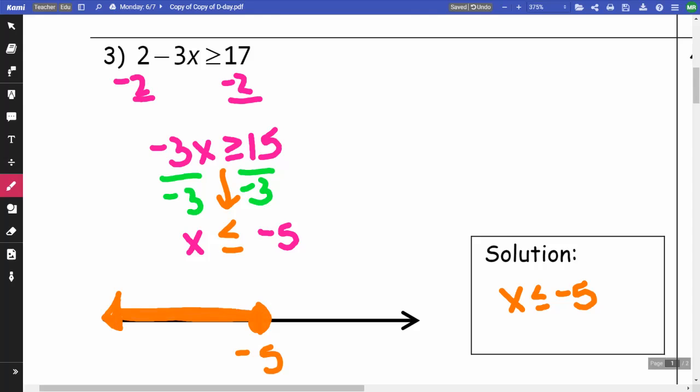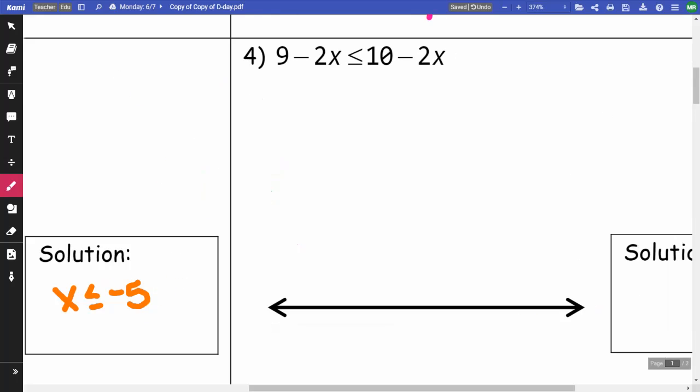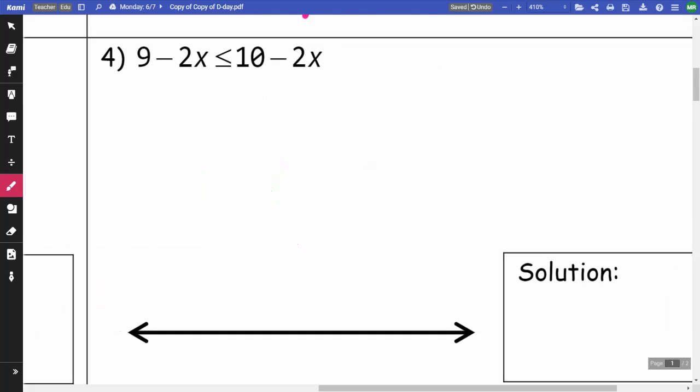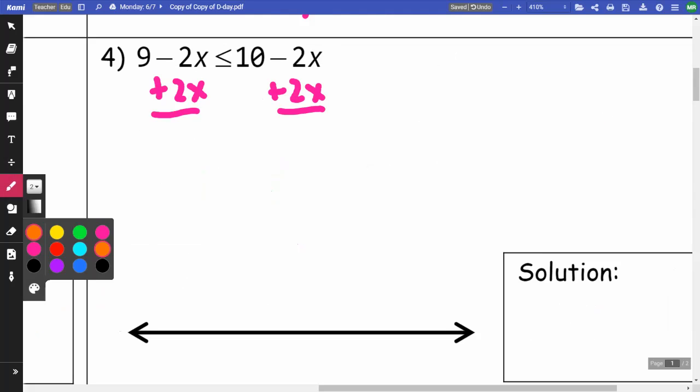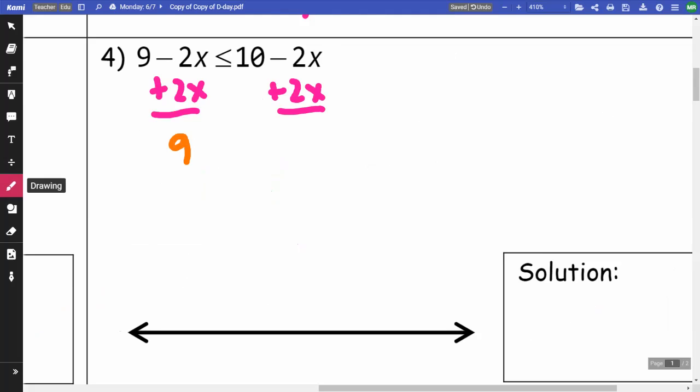On number 4, on this one, I personally, if I have x's on both sides, I like to deal with my x's first. So I need to get my x's on one side, so I'm going to add 2x. Now, when I do that, I'm going to get a 9 on this side, less than or equal to, because those x's cancel, 10. And again, on the other side, my x's also cancel. That's what I'm left with. You need to decide if this is true or false. 9 is less than or equal to 10.